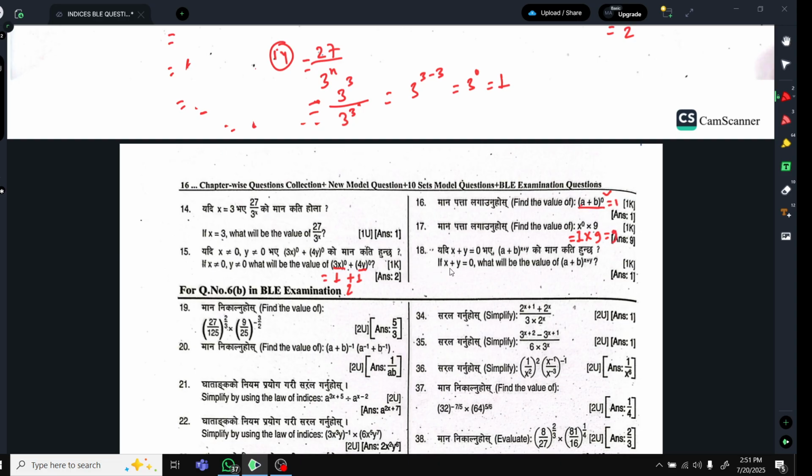Question number 18, we have x plus y is equal to 0. What will be the value of a plus b to the power x plus y? So we can write it like this, a plus b to the power x plus y. Instead of x plus y, we will put the value which is given in the condition, 0. That is equal to 1. So this is how all the questions of indices from question number 1 to 18 are solved.